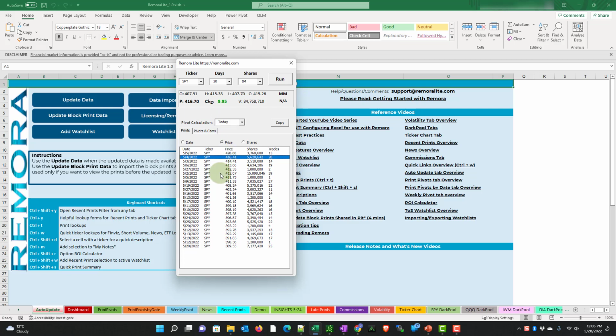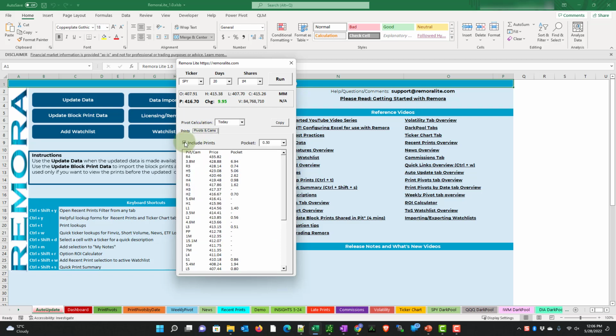The greatest feature about this form is the pivots and cams. What I'm going to do here is I'm going to untick include prints for 1 second, and I'm going to rerun this. What it actually shows us is the person's pivots and the Camarilla pivot boss calculations for the current trading day. Because it's the weekend, it's showing me my support and resistance lines for the next trading day.